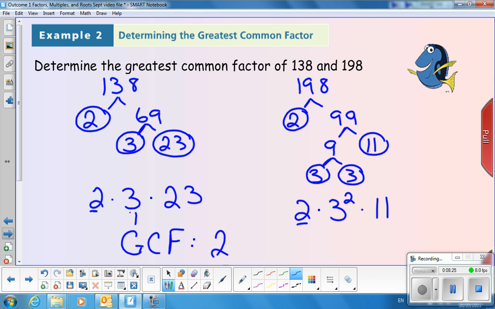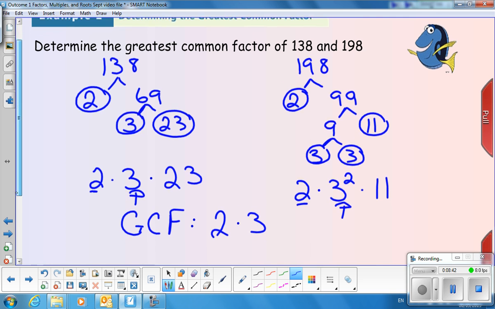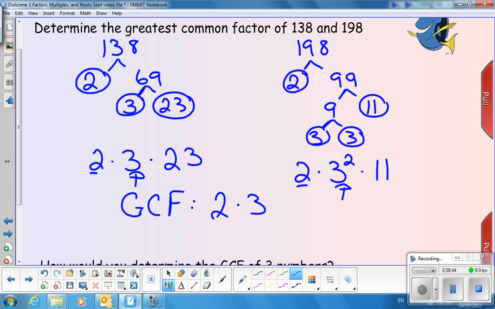They also both have 3's as a factor. One has 1 factor of 3, the other one has 2 factors of 3. The only thing that's exactly the same in both is one of those 3's. I have no other factors that are common to both sets of prime factorization, and so my greatest common factor is 2 times 3, or 6.